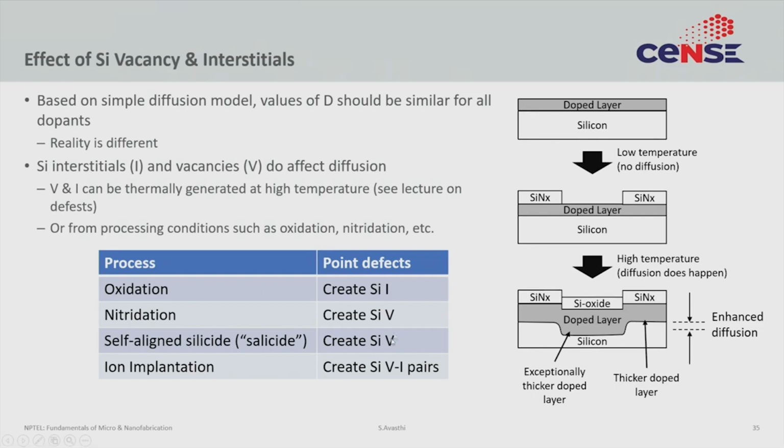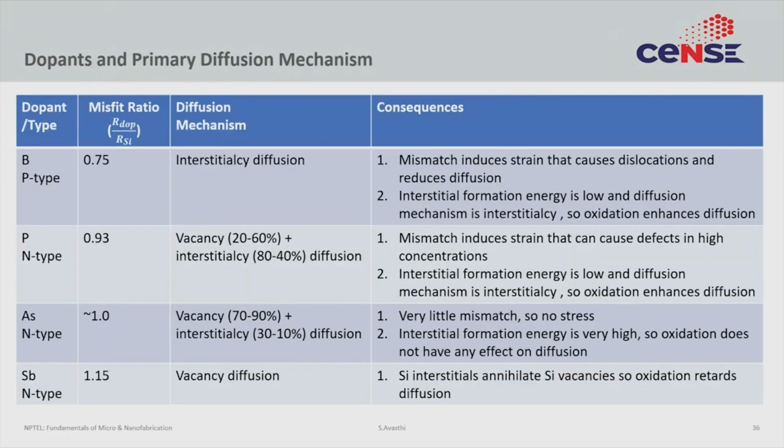This is just a table to show you what sort of defects, silicon defects are created while doing certain processing. Implantation creates both vacancies and interstitials, oxidation creates interstitials, and nitridation creates vacancies. Overall, this is just a table for what sort of complicated mechanisms can exist for a given dopant. So boron and phosphorus, all of these you expect substitutional. So all of them do substitutional, but they also do something else.